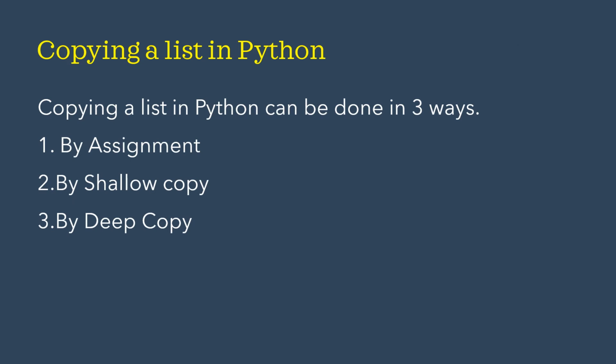Now before discussing question number 8, let us understand how to copy a list in Python. Why? Because that question is based on copying a list in Python. So basically, a list copy is done in three ways in Python. One is directly by assignment, by using the equal to operator, by assigning one list to another variable. Next one is called shallow copy, and next one is called deep copy. Now we'll just understand briefly how these three work.